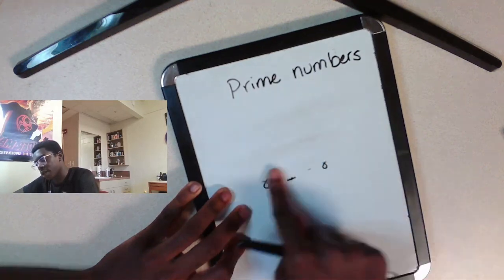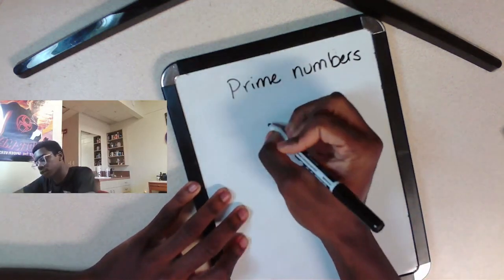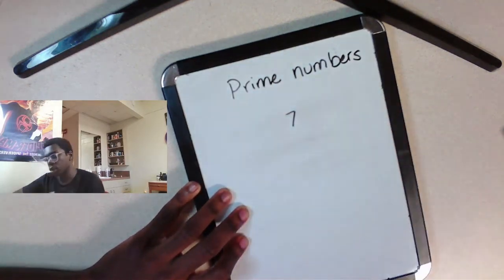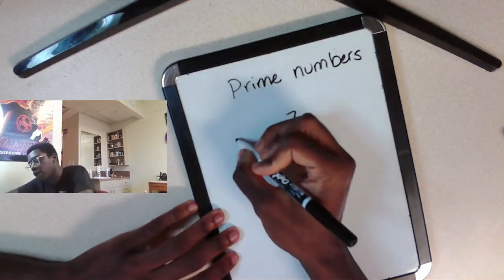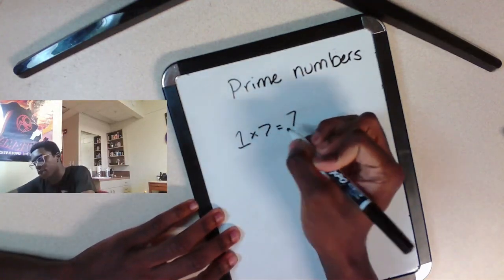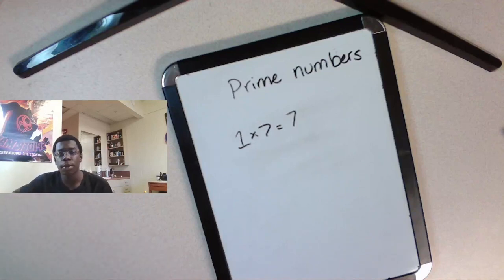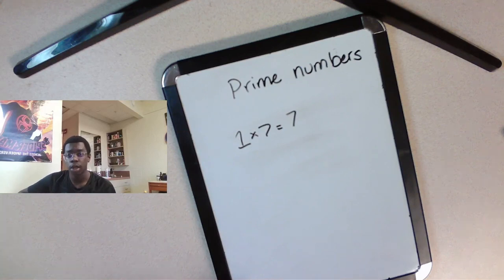Let's try 7 now. Okay, so we have 1 and 7, right? That equals 7. What other numbers equal 7? Let's go 1, 2, 3, 4, 5, 6, 7, of course does, because that's 7. 8, 9. We'll find that none of the numbers, except for 1 and 7, can multiply together to get 7. So 7 is what we call a prime number.